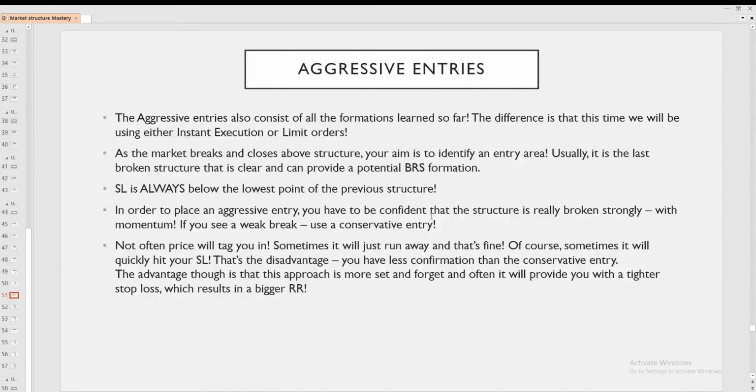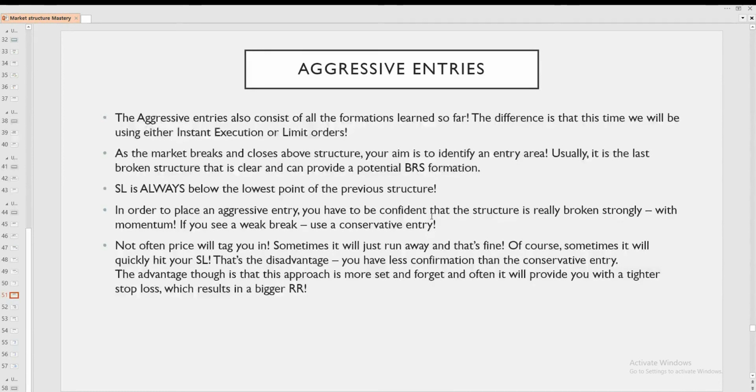All right. So again, a few details. Not always will price tag you in. Sometimes it will just run away without tagging you in, just continue to push, and that is fine. Did you lose money? No, you didn't. Why do you care then? Don't go FOMO and don't try to chase the trade. That is when all emotions are going to start kicking in, right?